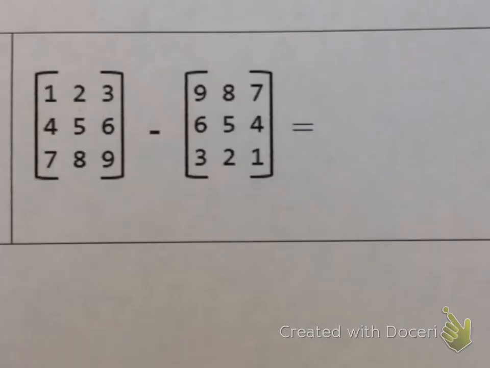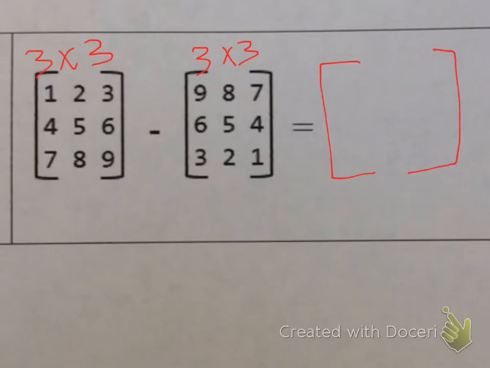Okay, subtraction works exactly the same way. Because this is a 3 by 3 matrix, and this is a 3 by 3 matrix, I can subtract them. I know my answer is going to be a 3 by 3 matrix, and I add or subtract position by position. So 1 minus 9 would be negative 8. 2 minus 8 is negative 6. And 3 minus 7 is negative 4. And I just keep going with these numbers.